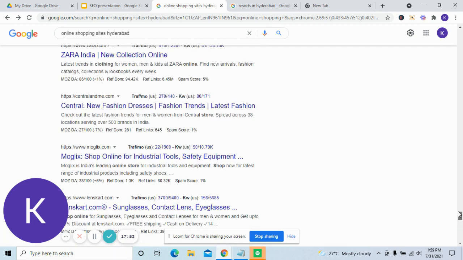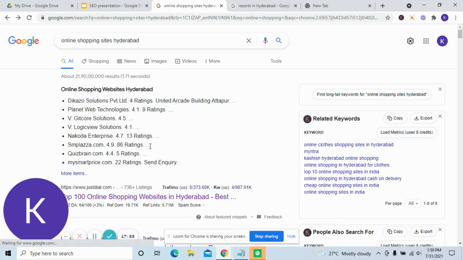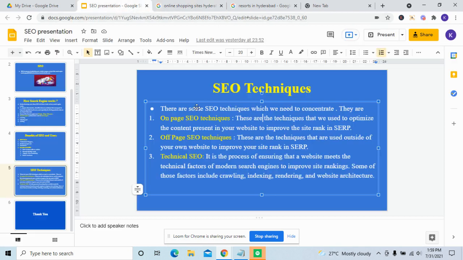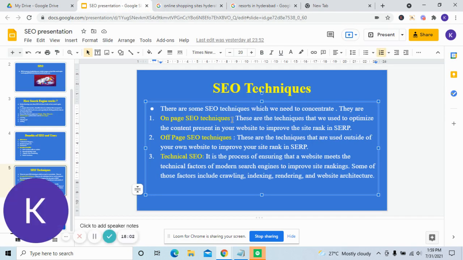So that is what we are going to do, to appear on top of SERP with the help of on-page SEO techniques that we are going to use on the content present in your website, to position your site in first rank in SERP. This is one type of SEO technique, and then there are off-page SEO techniques.